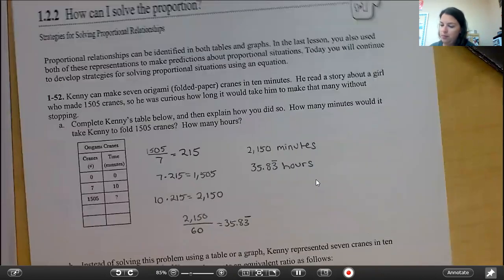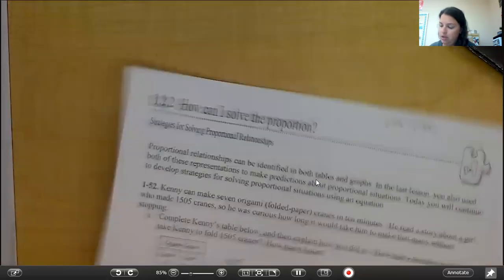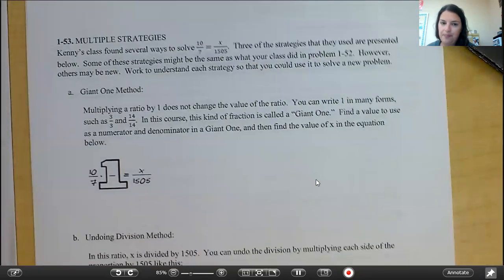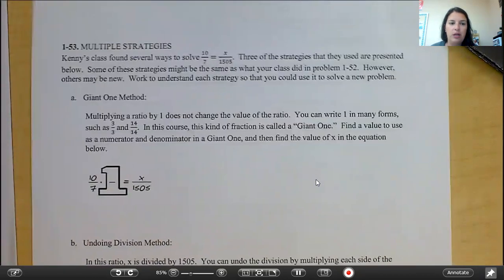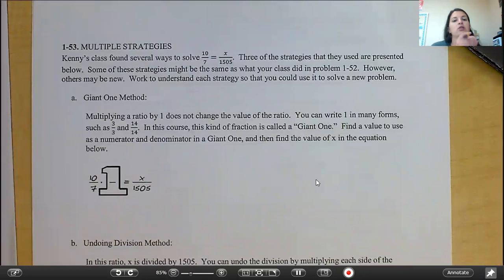So we're actually going to flip over to the back and we're going to break down some of these strategies that you could have used so you feel more comfortable with them. 1.2.3, multiple strategies. Kenny's class found several ways to solve 10 sevenths equals x over 1,505. 3 of these strategies that they used are presented below. Some of these strategies might be the same as what your class did in problem 1.2.2. However, others may be new. Work to understand each strategy so that you can use it to solve a new problem.